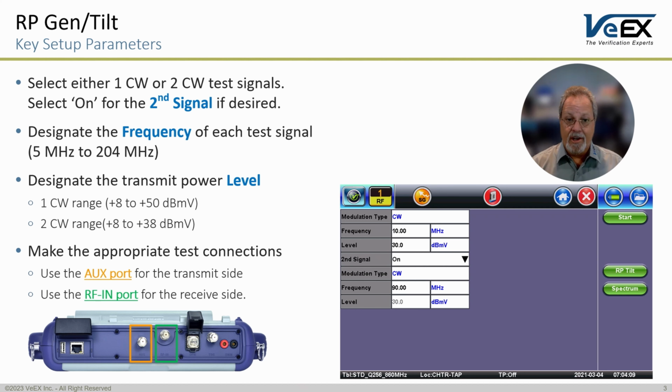For a single carrier, the power level can be set between 8 dBmV to 50 dBmV. However, for two carriers, the power level range is 8 dBmV to 38 dBmV. When generating two tones, both frequencies must have the same power level. Use the auxiliary port for the transmit side and the RF in port for the receive side. Once you have set the frequencies and power levels, press the Start button to generate the carriers.